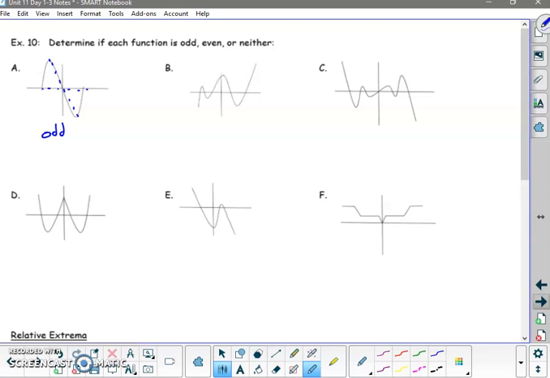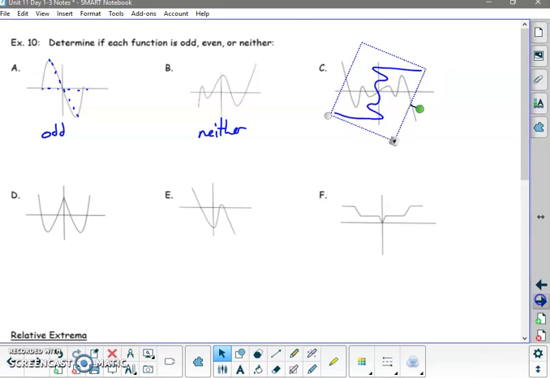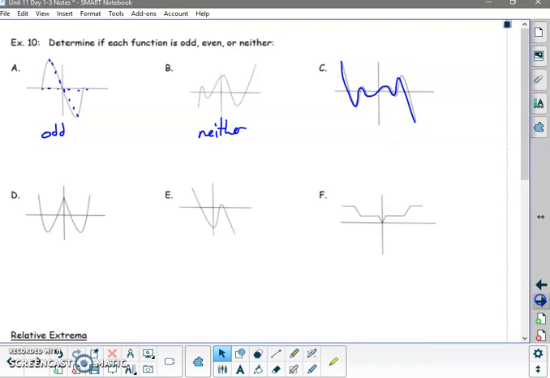This particular graph in part B, neither, right? You can't fold it on the y-axis. You can't turn it upside down, rotate it 180, which is the same as a reflection through the origin. This graph here looks a little funky, but if you were to turn this upside down, I know I just did that quickly, but you could see it does have symmetry with respect to the origin, so that is odd.